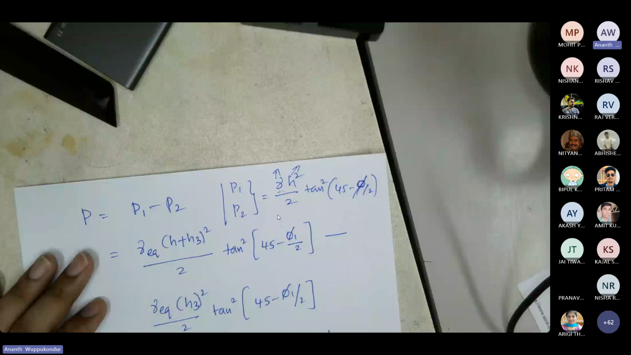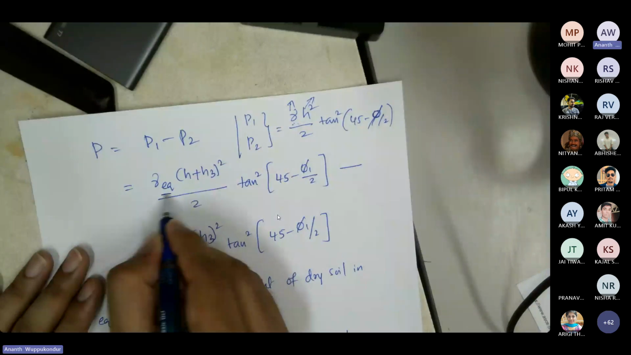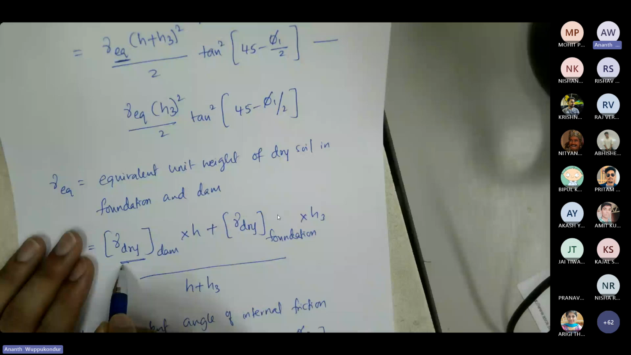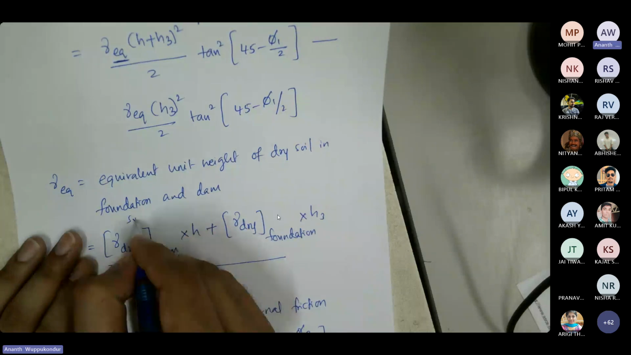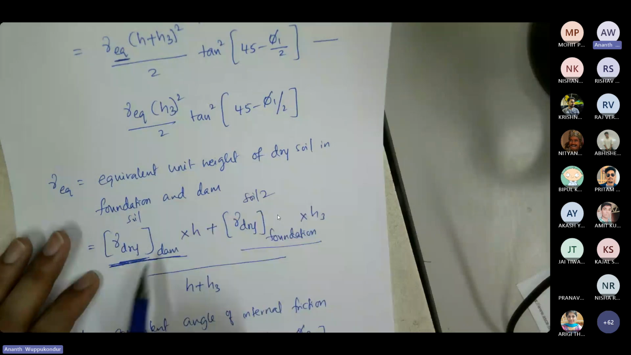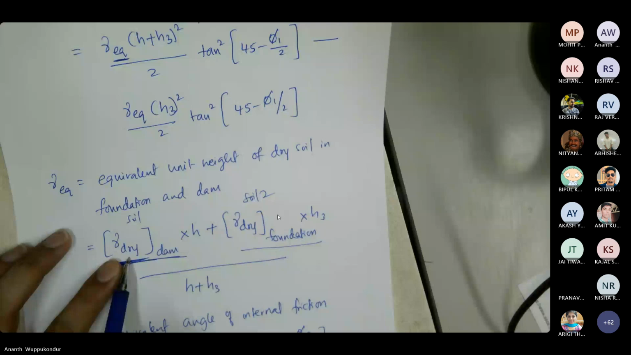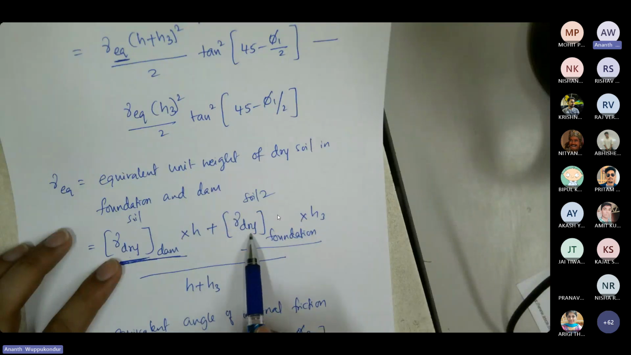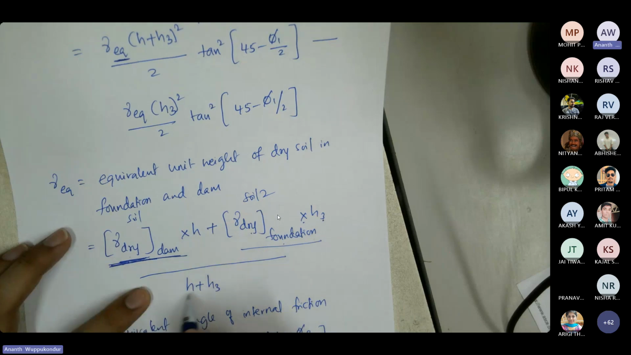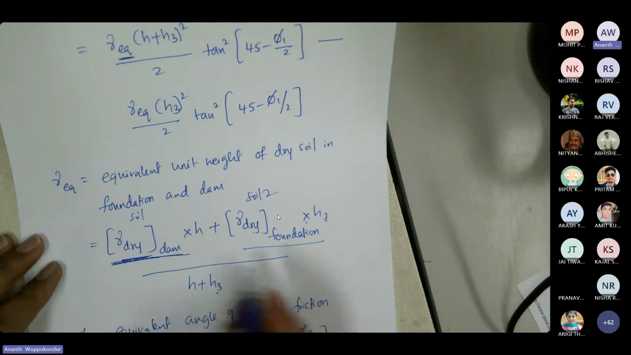But since we are talking about two different soils here, then we need to consider gamma equivalent. So gamma equivalent is a function of the gamma of the dam. So you are using some material, soil 1 in dam and soil 2 in the foundation. So now you multiply the unit weight of the dam with the height h of the dam plus gamma dry of the foundation multiplied by h3, which is the height or depth of the foundation, and divided by h plus h3. So this will give you the gamma equivalent of the soil.